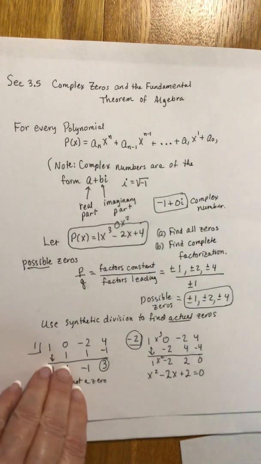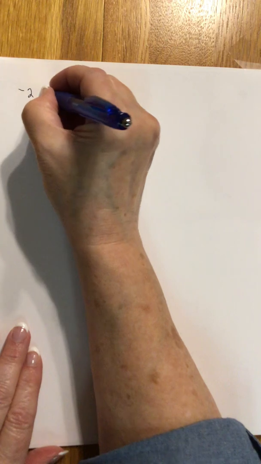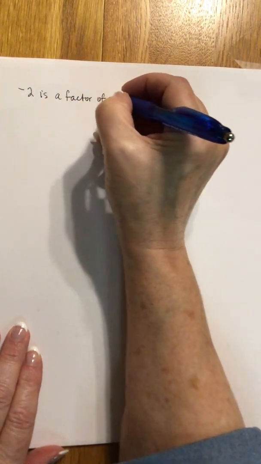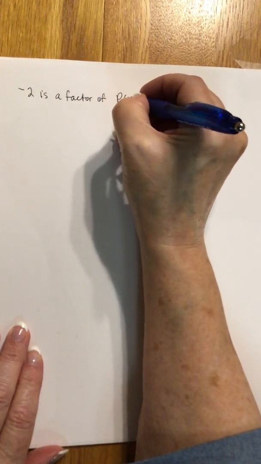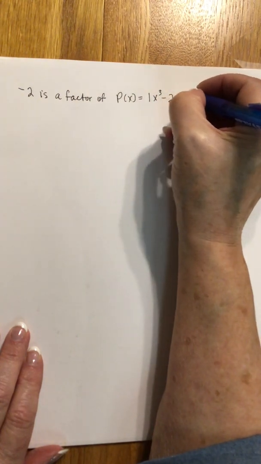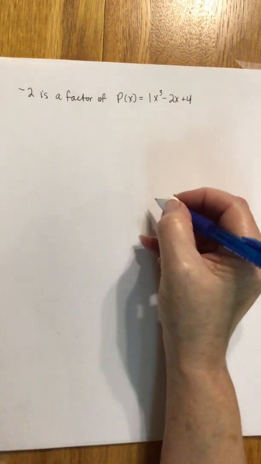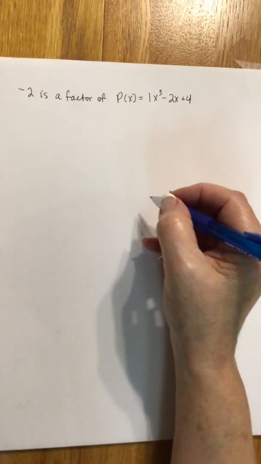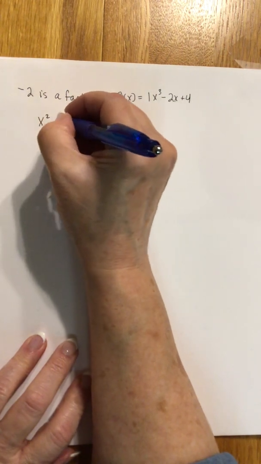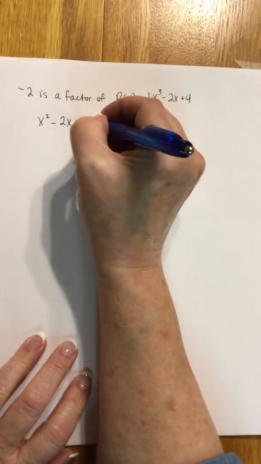Okay, we're continuing on from this page. So we found out so far that negative 2 is a factor of our polynomial, which is p of x equals 1x to the third minus 2x plus 4. So now we have to find out the rest of the factors. So we have our remainder was x squared minus 2x plus 2 equals 0.